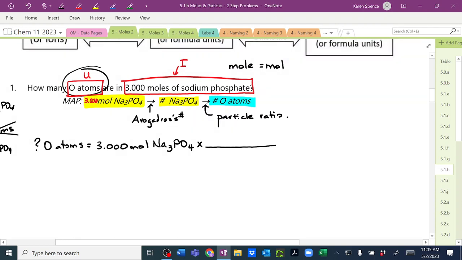And in order to go from moles to the number of things, I need to cancel moles of Na3PO4, so I need to put that down here. And I need to put the number of Na3PO4 up here, so this is Na3PO4, and you can put formula units in there if you wish to, okay? If you put molecules, that would also be okay.